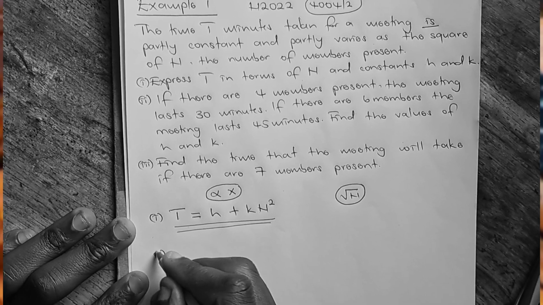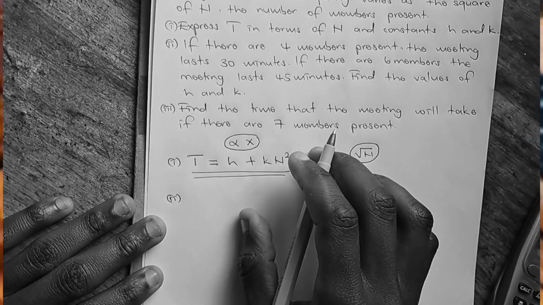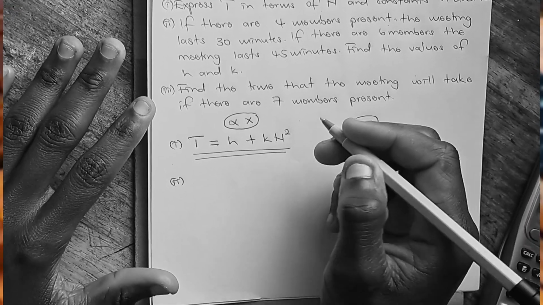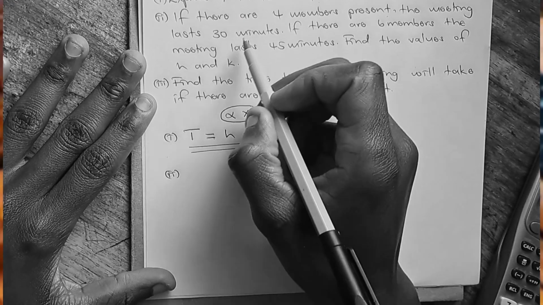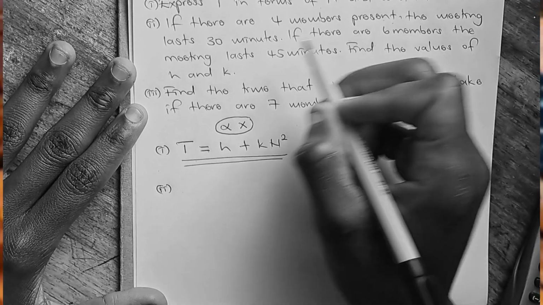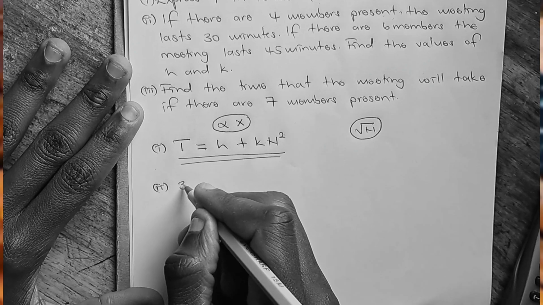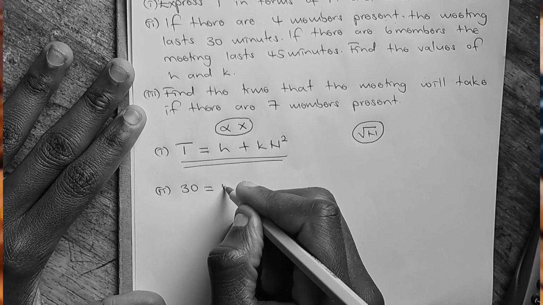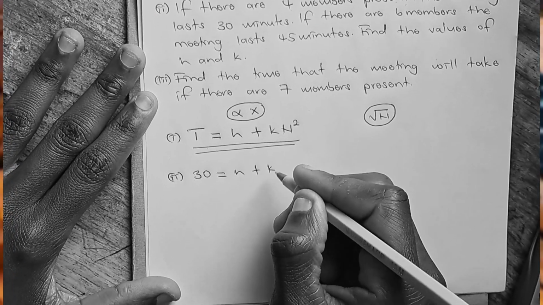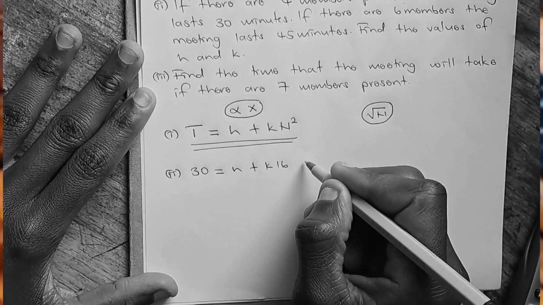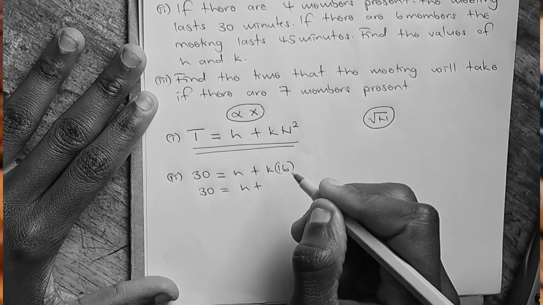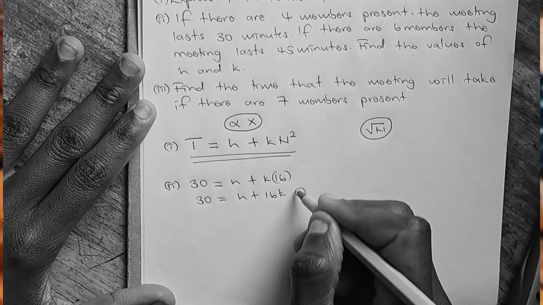Then looking at item number 2. Item number 2, you are looking at if there are 4 members present. So now we are going to apply simultaneous equations. We are going to create simultaneous equations. If there are 4 members present, the time in minutes, the meeting lasts 30 minutes. So you're going to say 30 minutes is equal to h plus k. N squared, 4 squared, it will be 16. So this is equation 1. So you write it properly. 30 is equal to h plus, put it in brackets, 16k. That will be equation 1.